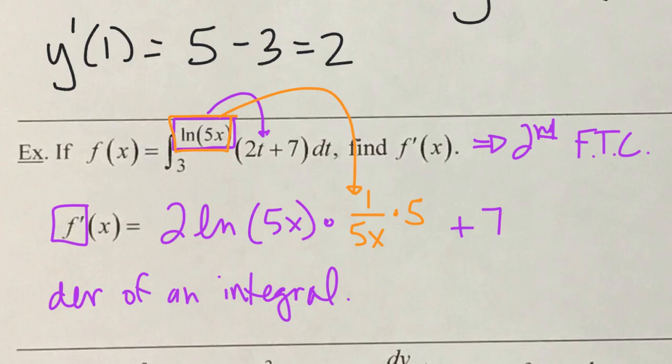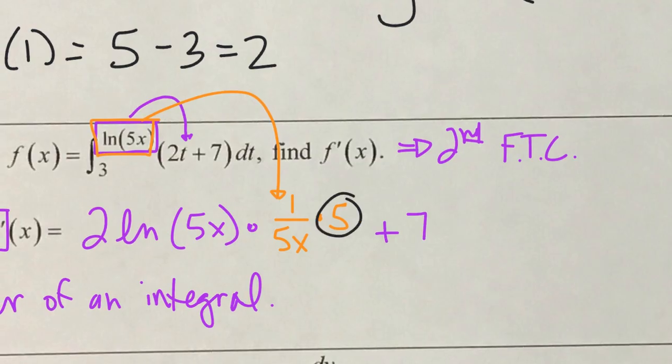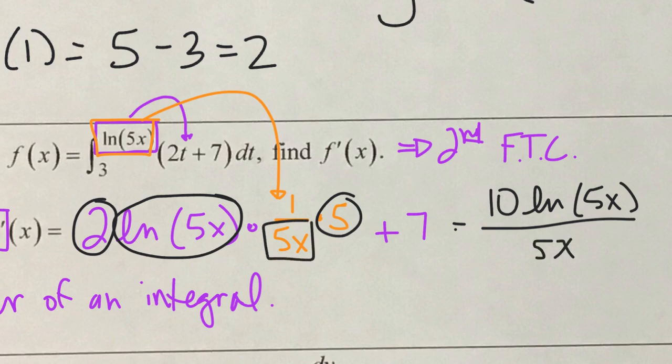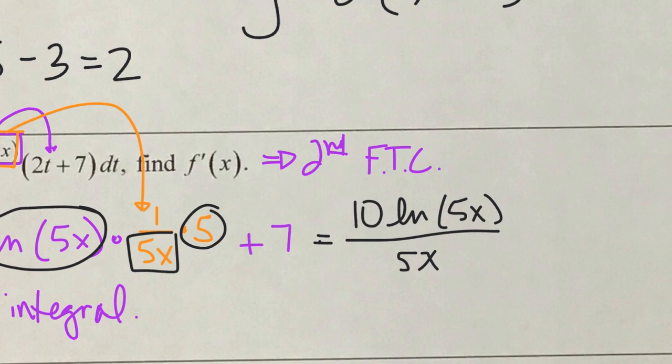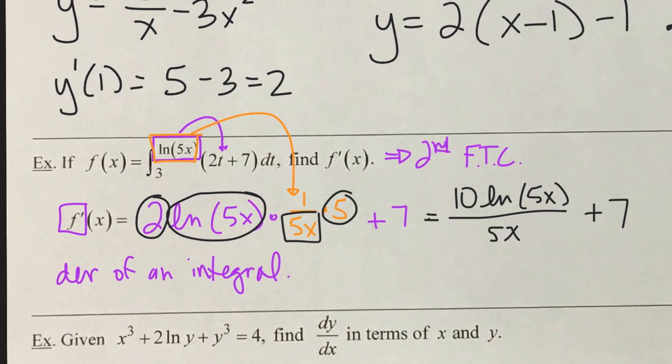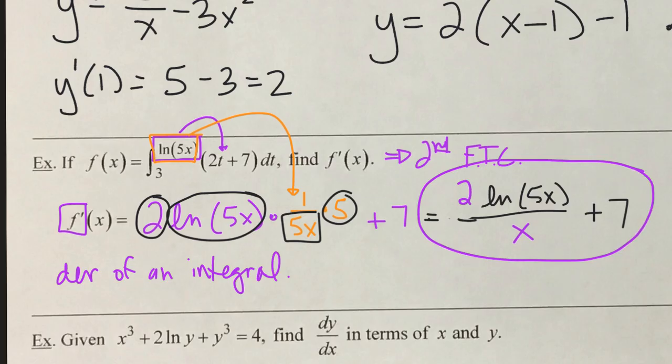So let's do some simplifying. I have 5 times 2 times the natural log of 5x, which is 10 natural logs of 5x divided by 5x plus 7. Okay, so that is the whole entire thing written as a single fraction, plus 7. In fact, that would be an even better answer with the 2 natural logs of 5x over x plus 7. Very good job.